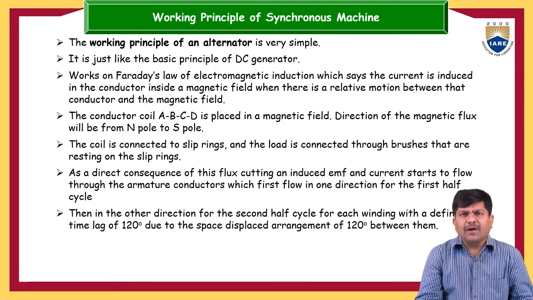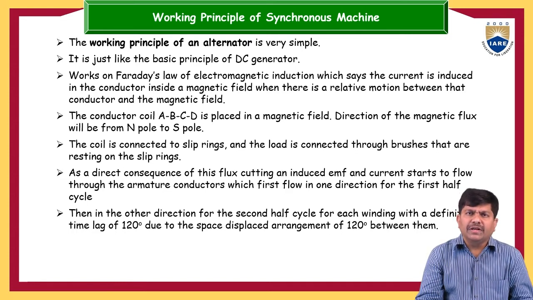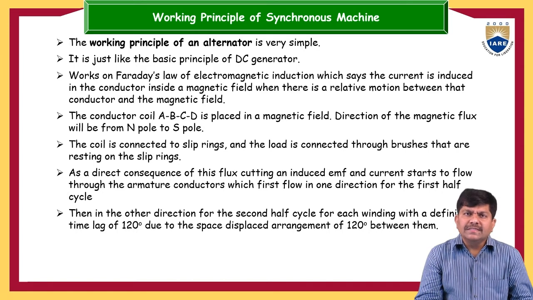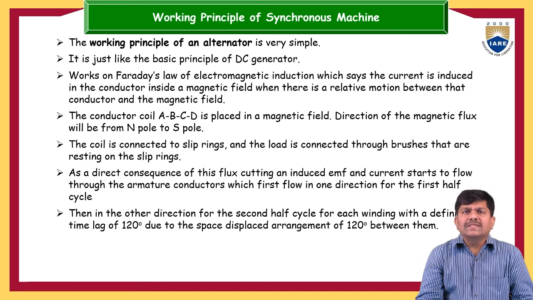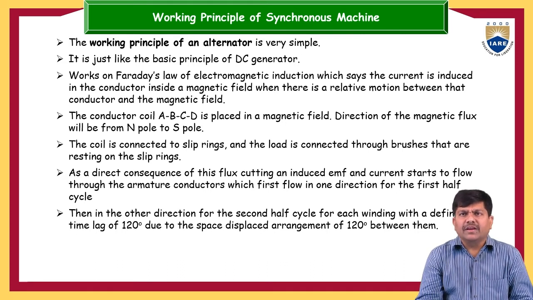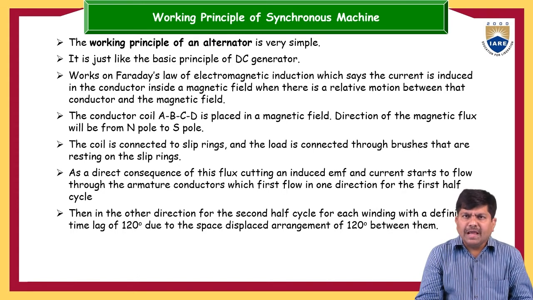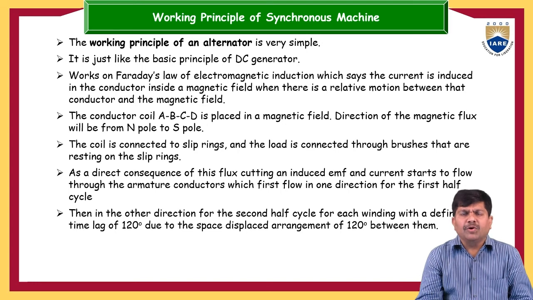Now the total space is divided into three segments, and every segment is separated by 120 degrees from the others. So 120, 120, 120. Three different voltages we can develop inside the armature. That is nothing but the three-phase supply. So like that, we discuss the working principle of this alternator. We have to separate the armature conductors, and there must be a time lag of 120 degrees due to the space displacement of 120 degrees between them. This is a very important point.